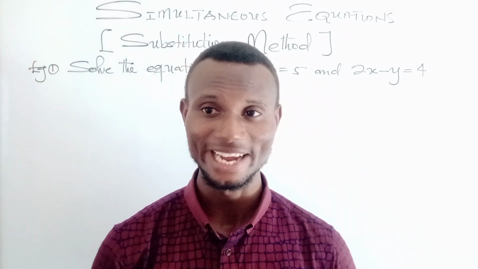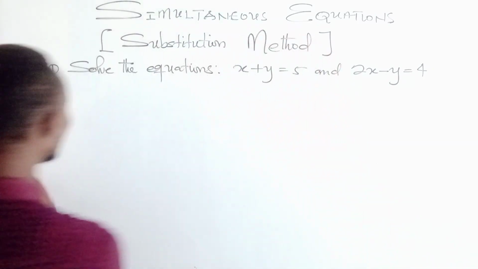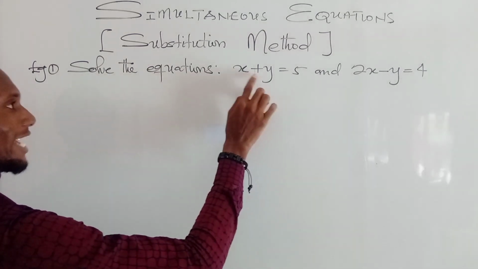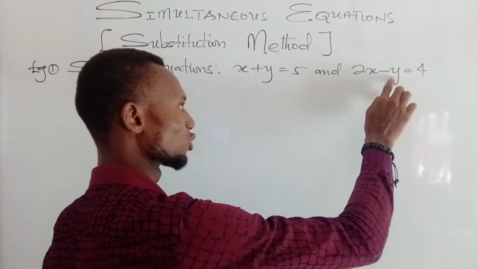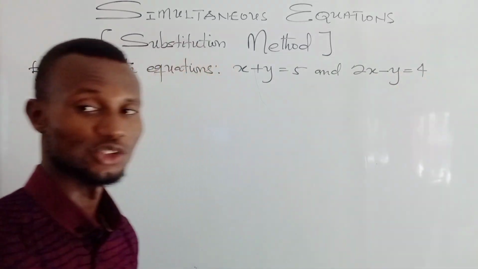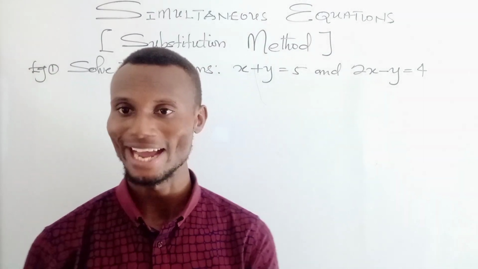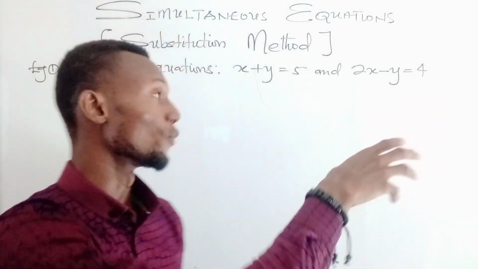Let's go ahead and solve example 1 that I have on the board. Example 1 says we should solve the equations x plus y equals 5 and 2x minus y equals 4. We are going to solve for the values of x and y in the given equations. We have two equations on the board.